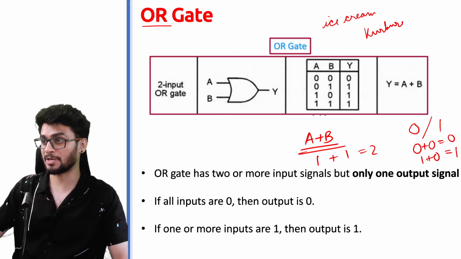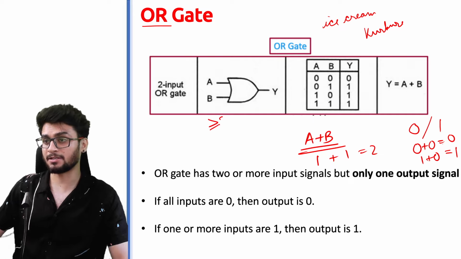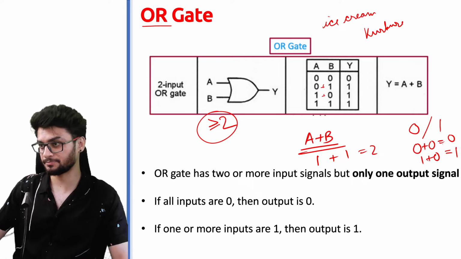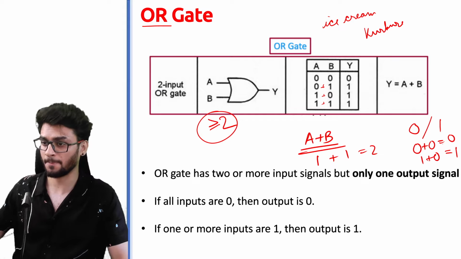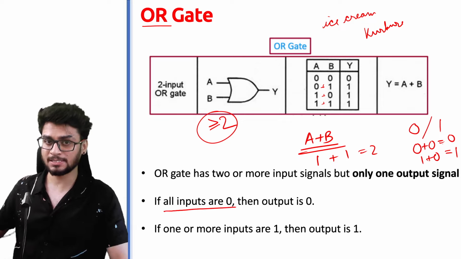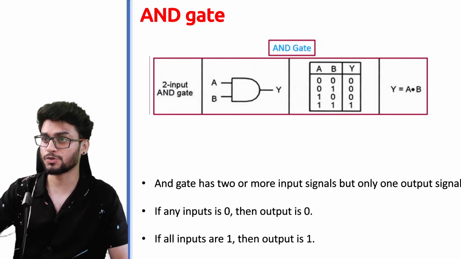Again, if you see, अगर आपके पास दो inputs हैं, आपके OR gate में हमेशा दो inputs होने ही चाहिए, or it can be greater than 2. Right? So let's imagine we have two inputs, 0 and 0. So your output also becomes 0. If any of the inputs is 1, which means this 0 and 1, 0 or 1, it gives us 1. Again, 1 and 1. So अगर आपके सारे input 0 हैं, your output will be 0, else your output will be 1. So this was OR gate.